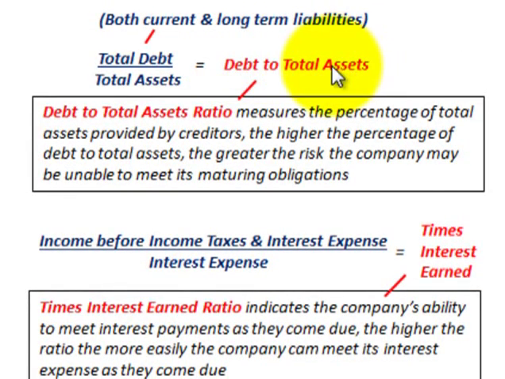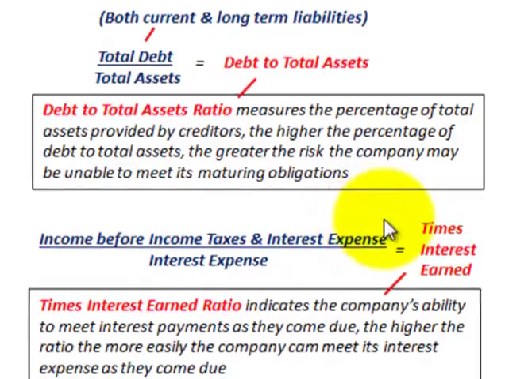We have the debt to total assets ratio, and we also have our times interest earned ratio. First, the debt to total assets ratio is simply the total debt of the company divided by its total assets. Note that total debt includes both current and long-term liabilities. The debt to total assets ratio measures the percentage of the total assets provided by the creditors. The higher the percentage of debt to total assets, the greater the risk the company may be unable to meet its maturing obligations. So the higher the debt ratio, the greater the chance the company isn't going to be able to pay that debt.